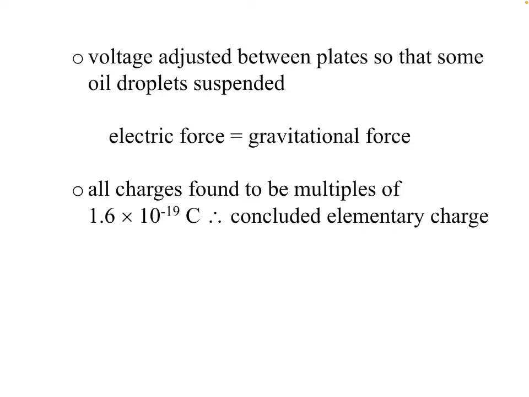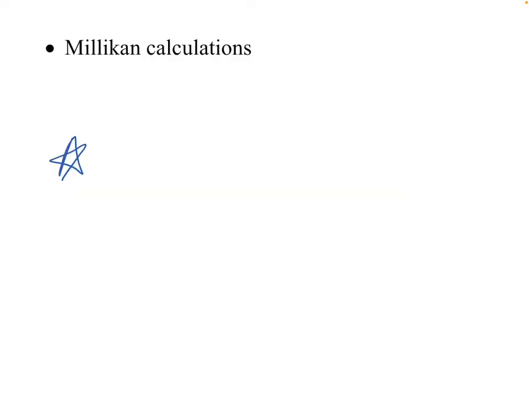So he was able to conclude that the smallest he was always able to get was the 1.6 times 10 to the negative 19. So he concluded that that was the elementary charge, which is really just amazing if you think about that. So obviously we're not just going to learn about Millikan doing all these calculations. We're going to do the calculations. We're going to figure out how he calculated that, because we have that ability right now.